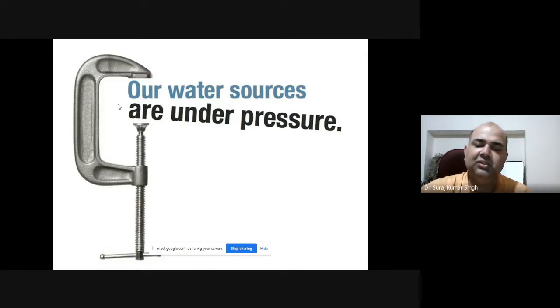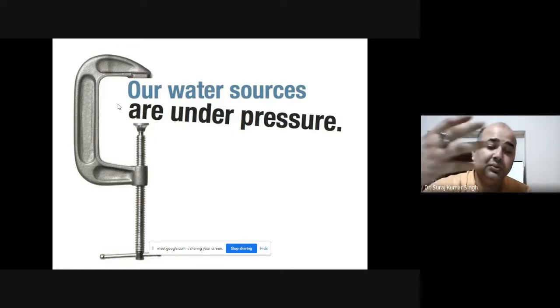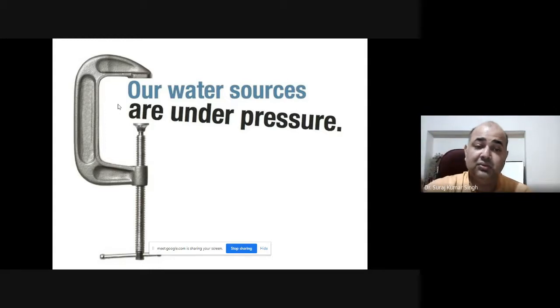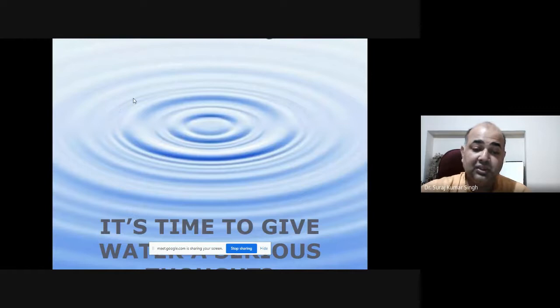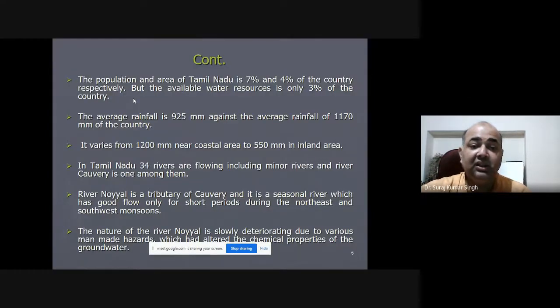So unless you are properly conserving and utilizing the resources, and selecting new resources, it will be quite tough to handle this pressure. So it's time to give a solution. We have taken a case study of a particular region so that you can understand how this technology, that is remote sensing and GIS, can be used for groundwater exploration.